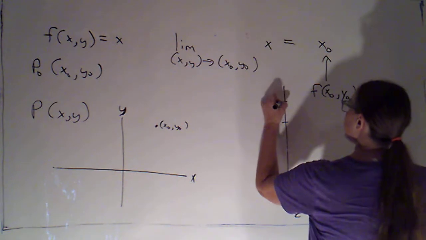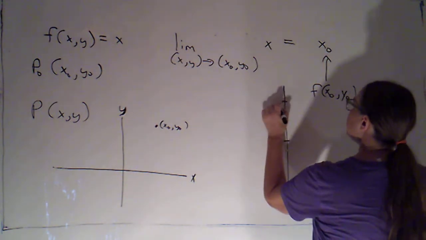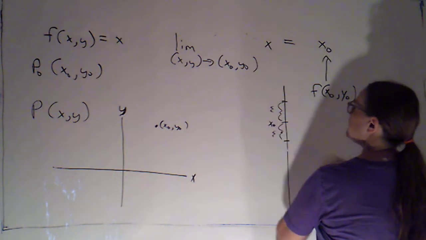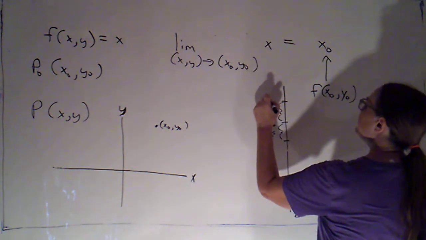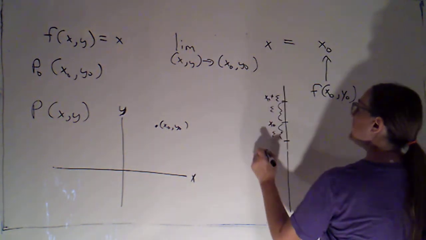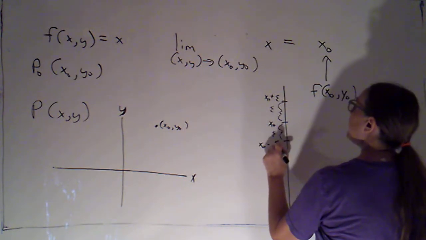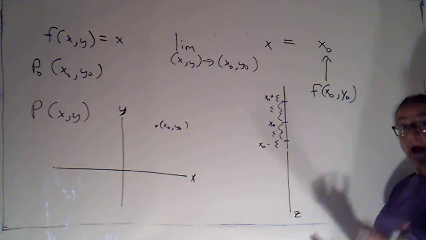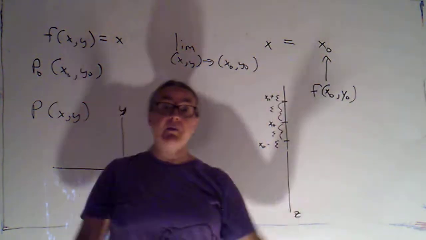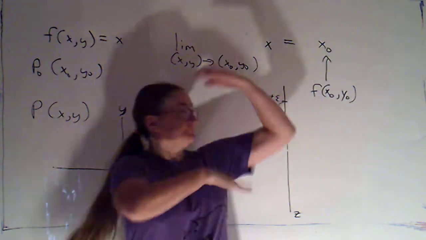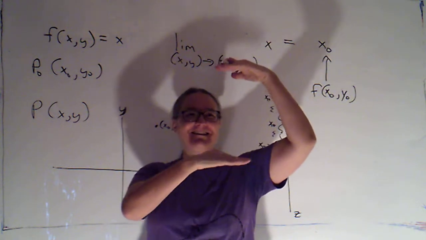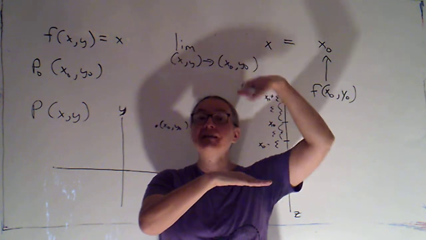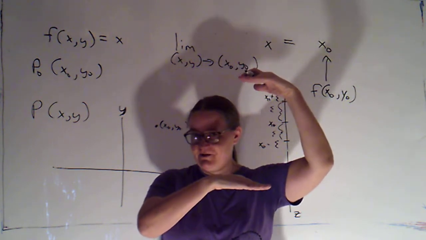So I'm going to illustrate that by just saying that gives me this interval. If this distance is epsilon, this would be x naught plus epsilon, and this would be x naught minus epsilon. So we're essentially saying we can force the output of our function to be within that interval. Within that interval, I'm representing it on a z-axis. So bigger than x naught minus epsilon, smaller than x naught plus epsilon.